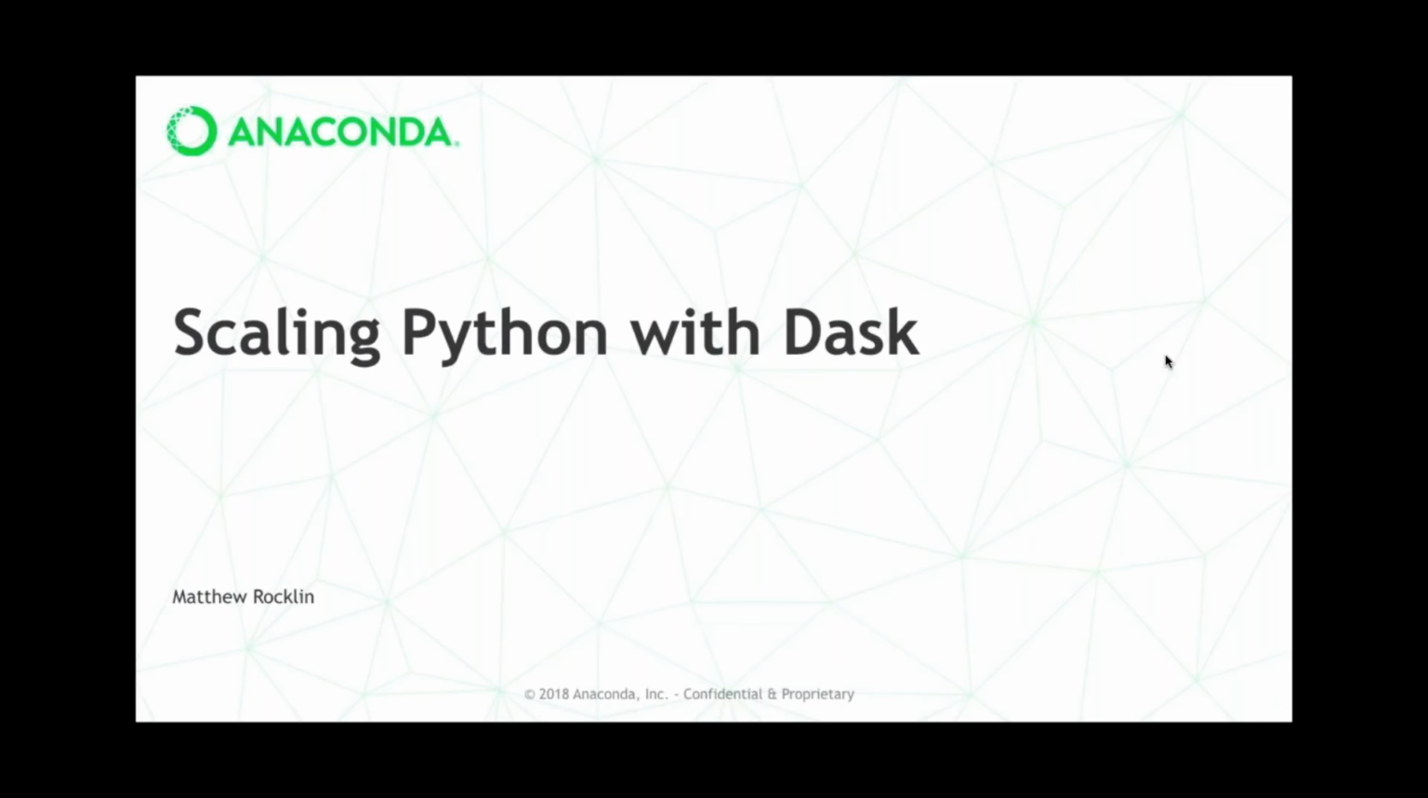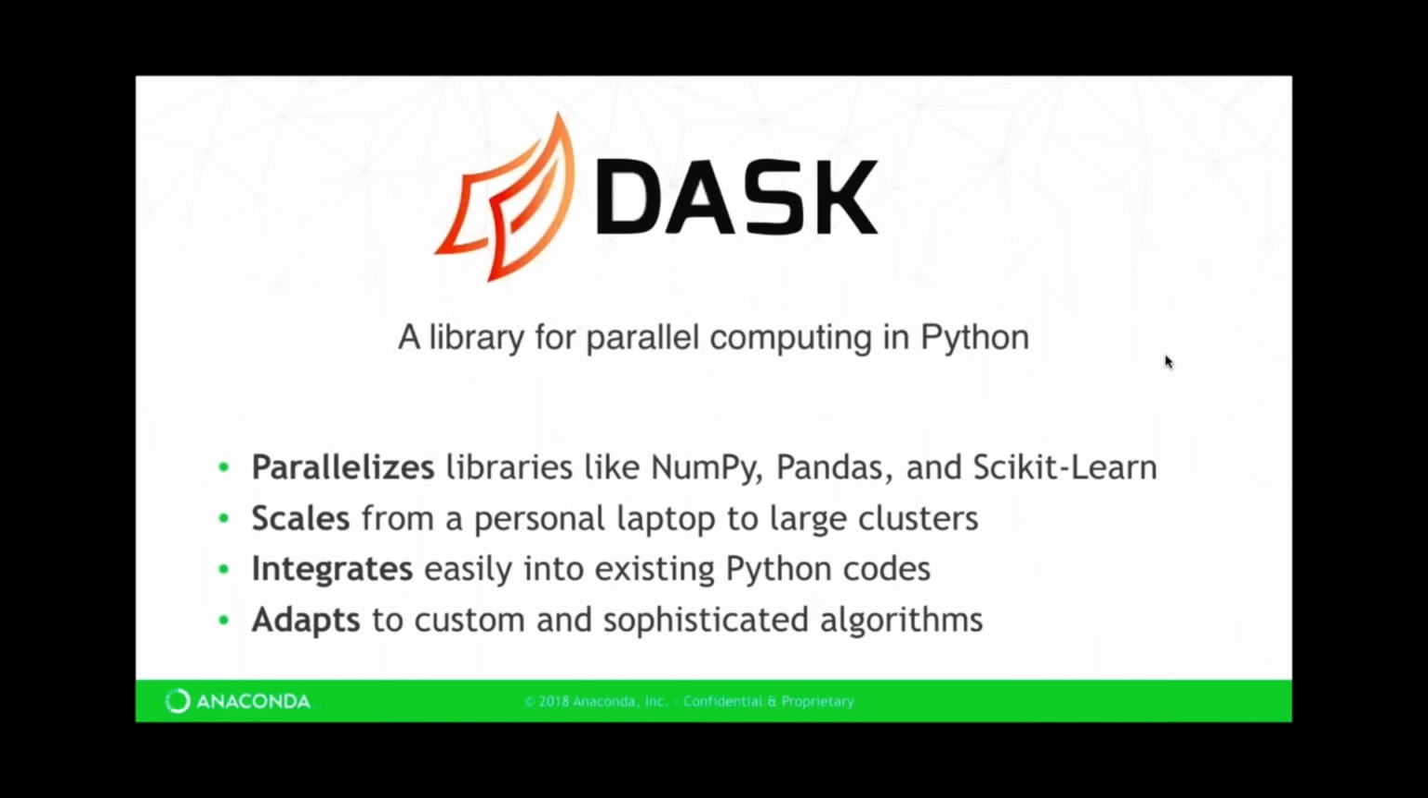Hello, everyone, and thank you for coming to Anaconda's webinar, Scaling Python with Dask. My name is Matthew Rocklin. I'm a core contributor to Dask. I'll be walking you through the project today. Dask is a library for parallel computing in Python. It was designed to scale other libraries like NumPy, Pandas, and scikit-learn, and scale them to work on multi-core laptops or up to large 1,000-node clusters.